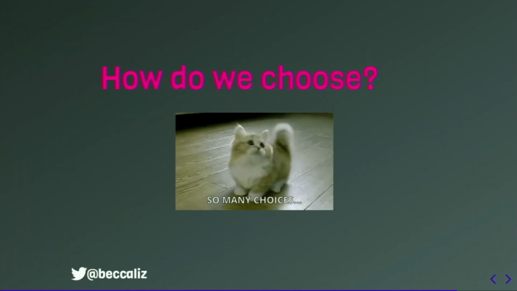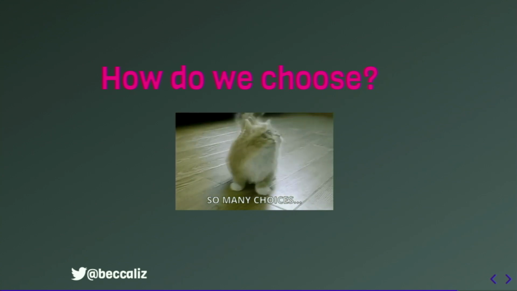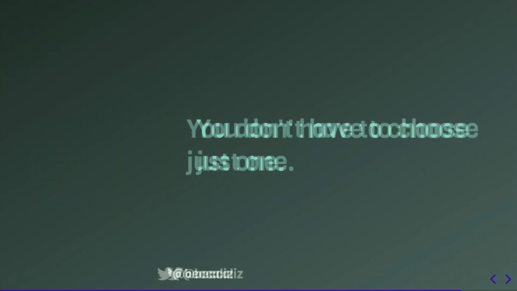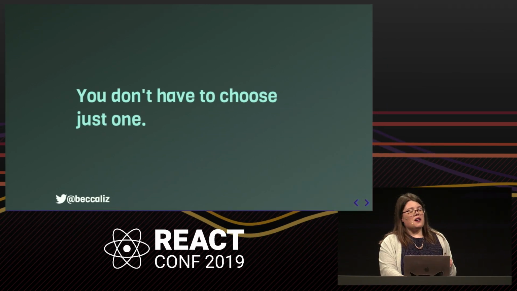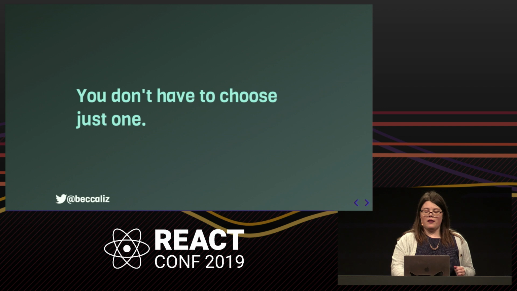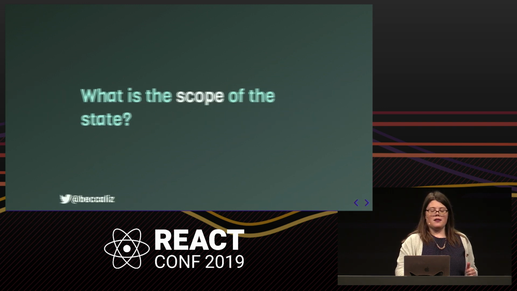So in light of all of these options, how do we choose? First of all, I'm going to tell you that you don't have to choose just one. I've found that often it's good to use a combination of approaches for managing the state in my application, rather than just deciding on one and sticking with it forever. But when deciding on a strategy, think about a couple of things.